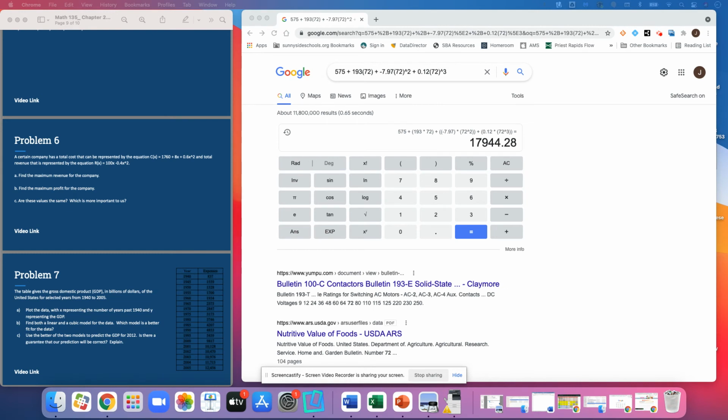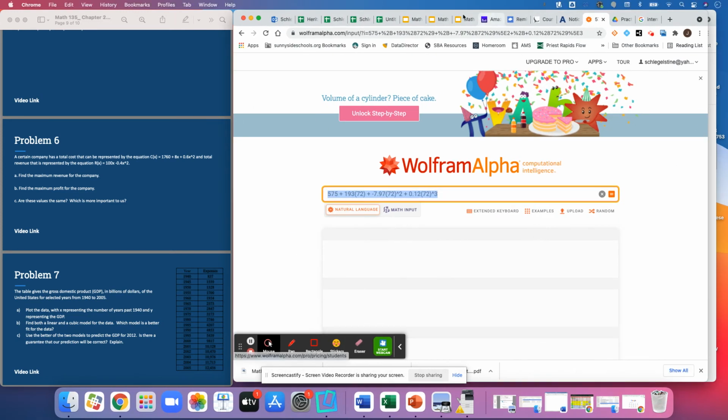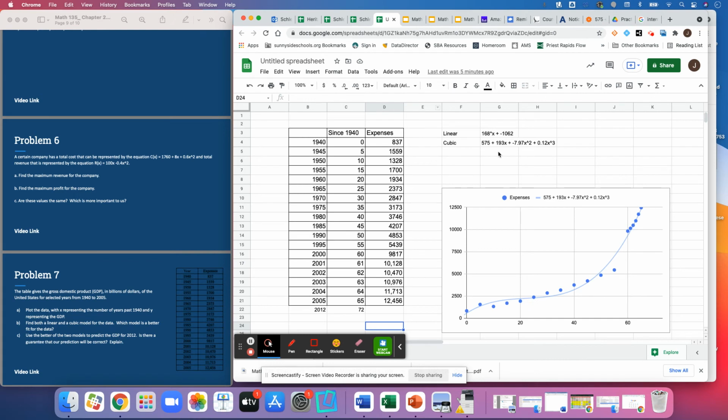Well, it seems like Wolfram's website is down for the moment, so I went ahead and used a different calculator to compute that, and I ended up with 17,944.28.